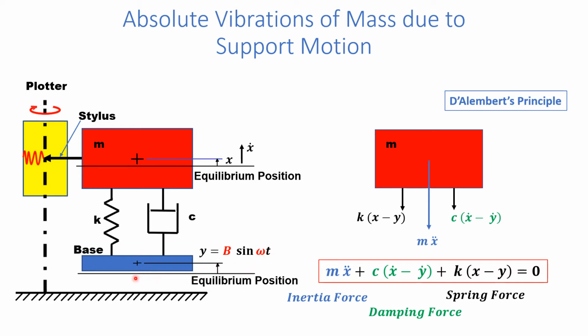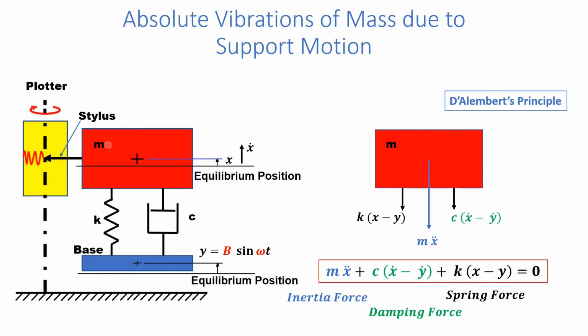Because of the base vibration along the vertical axis, the mass will also vibrate about an equilibrium position. Let when the base is at a position y from the equilibrium position, the mass is at a position x. Now we have to find out the relation for x. The mass is moving away from the equilibrium position with the velocity x dot.